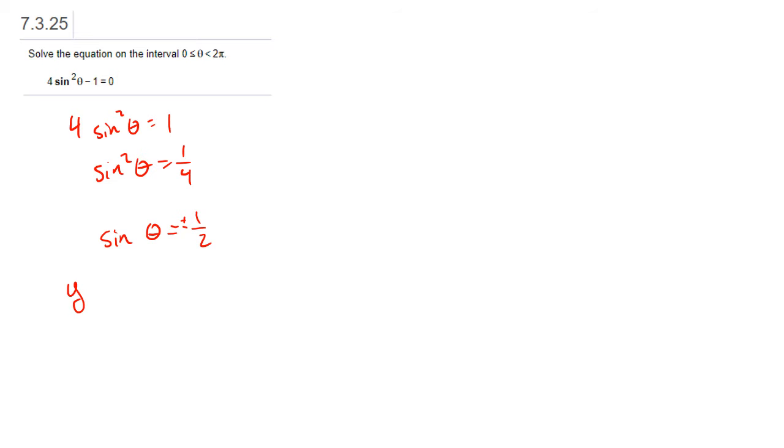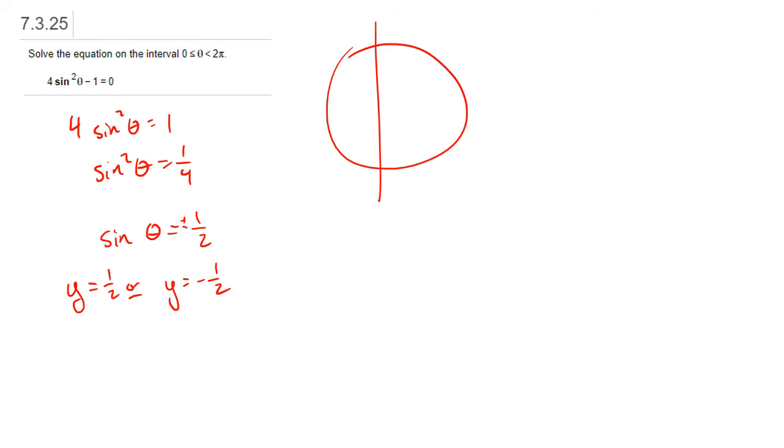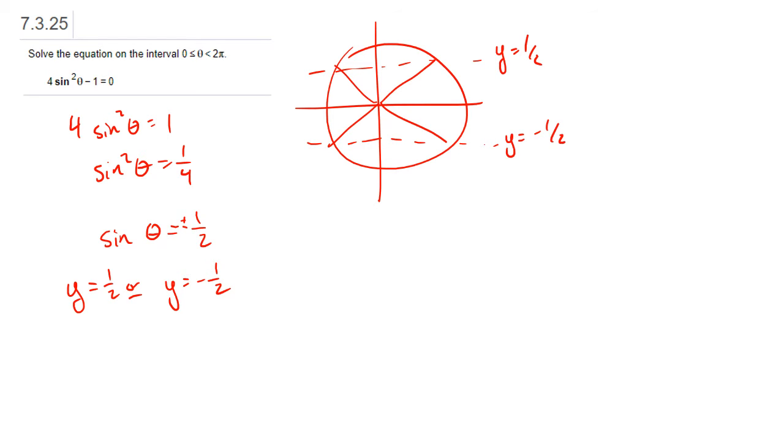So I have y, a y coordinate because of a sine, is 1/2, or y is minus 1/2. And in our standard circle, that's given by these two lines right here. So there's this angle, this angle, this angle, this angle. This is the line y equals 1/2, this is the line y equals minus 1/2. So this angle right here is pi over 6. This angle down here is negative pi over 6. This angle here is 5 pi over 6. And this angle here is negative 5 pi over 6.